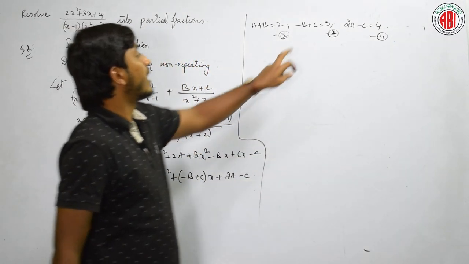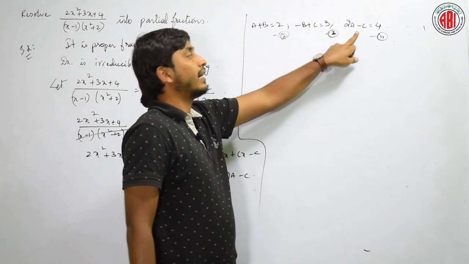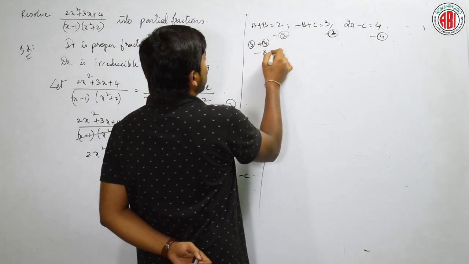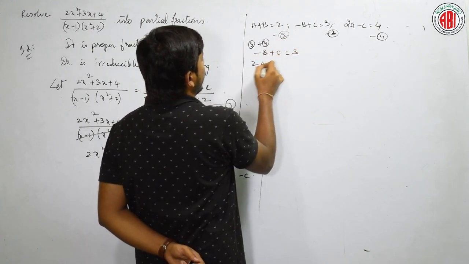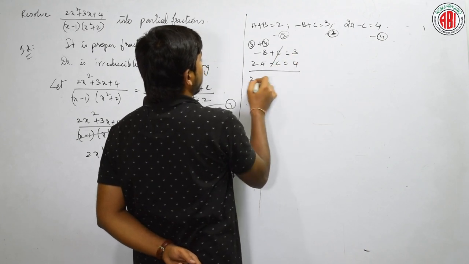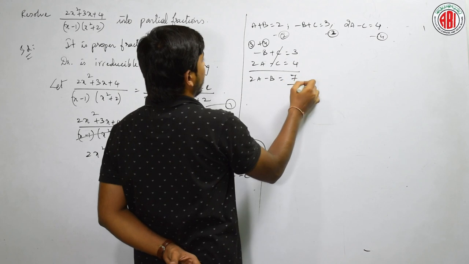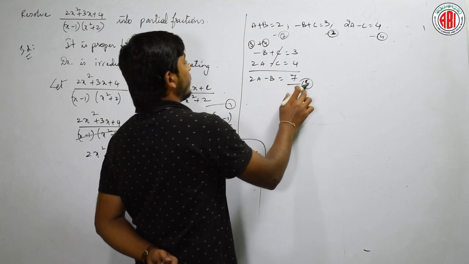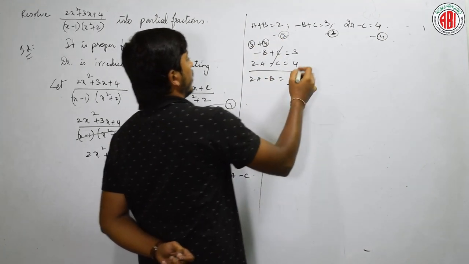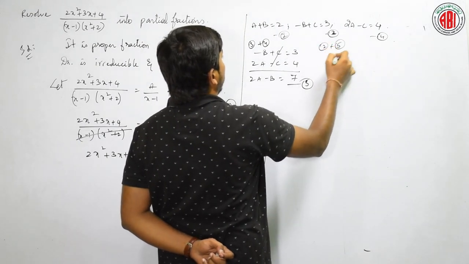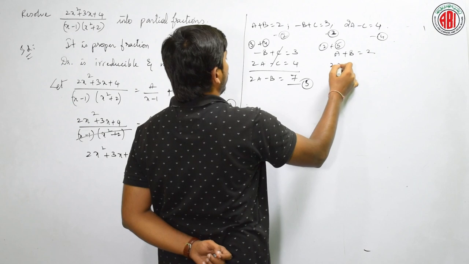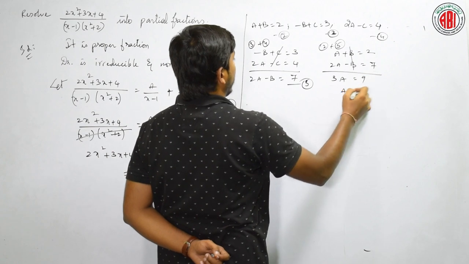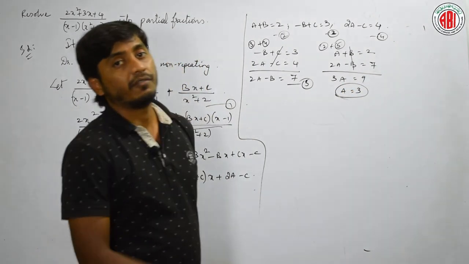What shall we do? Shall we add 3 and 4? So, the c terms will get cancelled. Let us add 3 and 4. Minus b plus c equal to 3, 2a minus c equal to 4. These both will get cancelled. I will be left with 2a minus b equal to 7. Let us write it as equation 5. Now, equation 5 and 2. If we add 2 and 5, I will get a plus b equal to 2, 2a minus b equal to 7. b will get cancelled. 3a equal to 9, a equal to 3, right? We got the value of a.